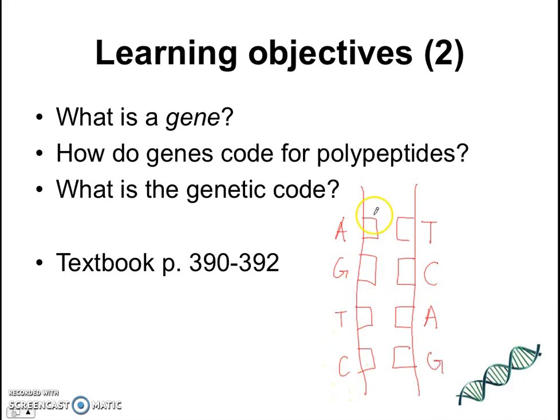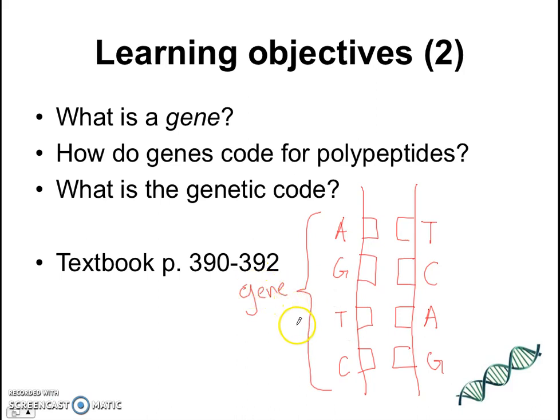Now, this sequence of nucleotides is very important for carrying genetic information. And we saw that segments of the DNA molecule are called genes. Segments which code for a particular protein or which determine certain traits are called genes.